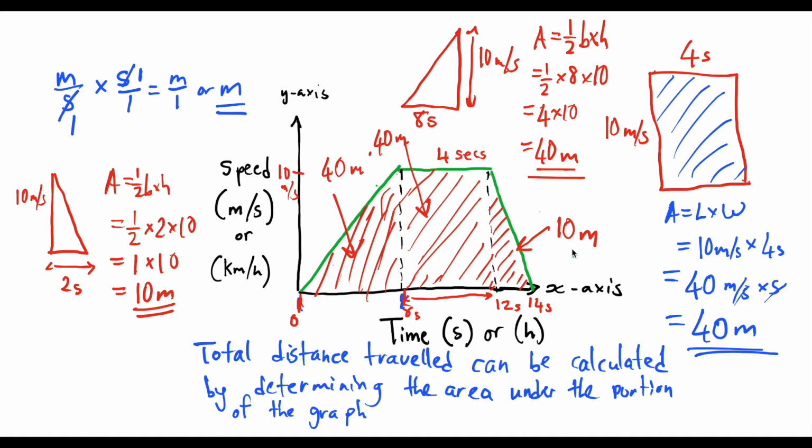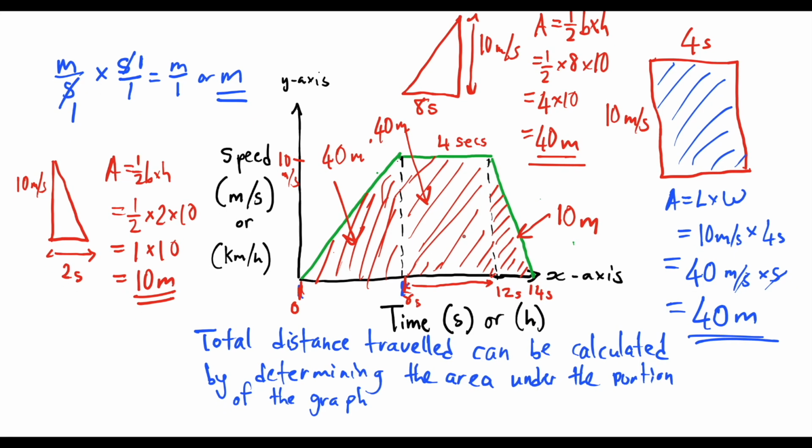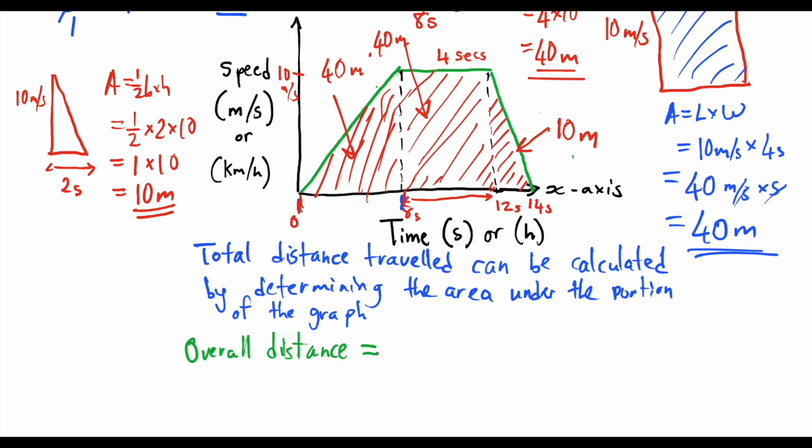Now based on what we did here, if I wanted to calculate the overall distance traveled for the entire journey, that would be equal to 40 plus 40 plus 10, which is 90 meters. So for this entire journey, we travel 90 meters. So that's how we can use that to find the distance.